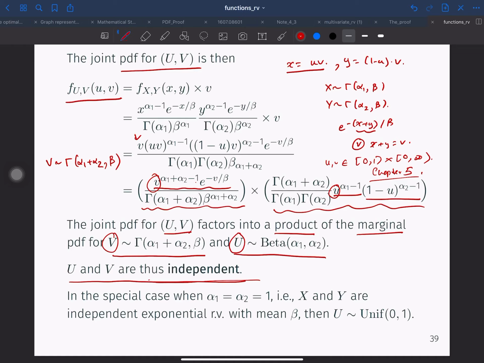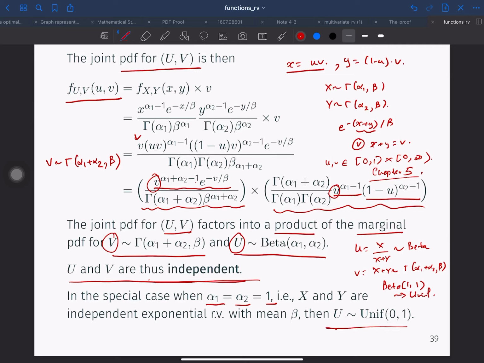In summary, U, which is X divided by X plus Y, has a beta distribution. And V, which is X plus Y, has a gamma(alpha 1 plus alpha 2, beta) distribution. In the special case when alpha 1 equals alpha 2 equals 1, then beta(1, 1) is just uniform.